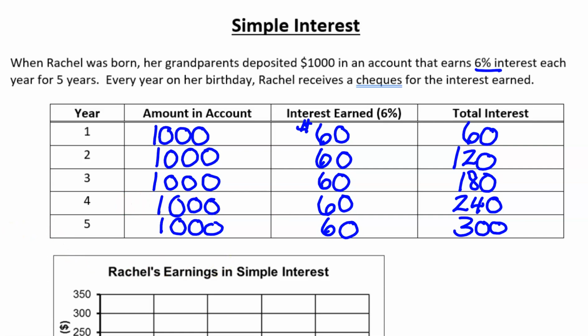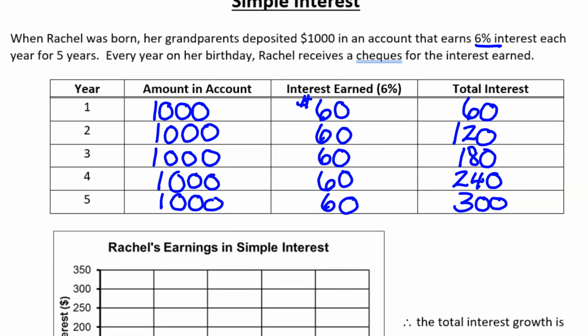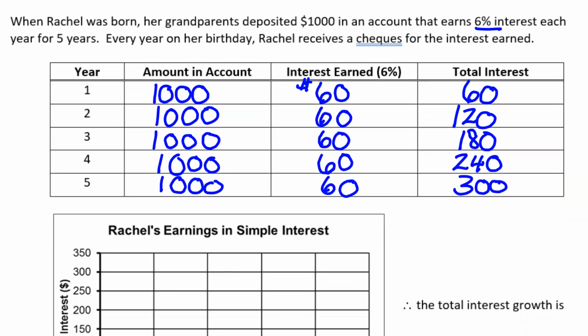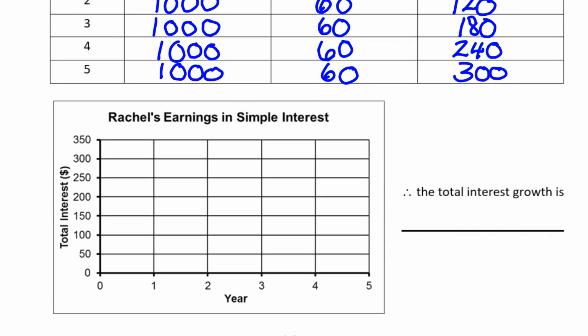Okay? That's what simple interest is. It's just interest gained on a certain amount, but it's always the same amount of interest. Okay? So we're going to see when we graph it here kind of what I mean by that.